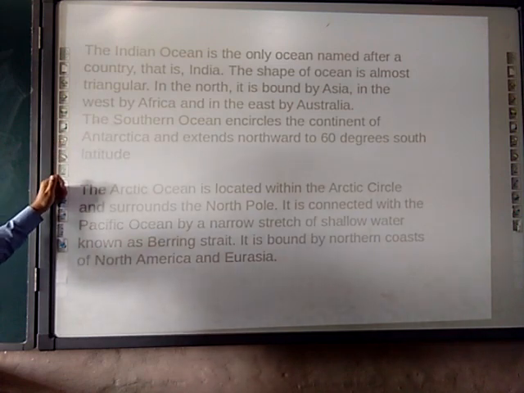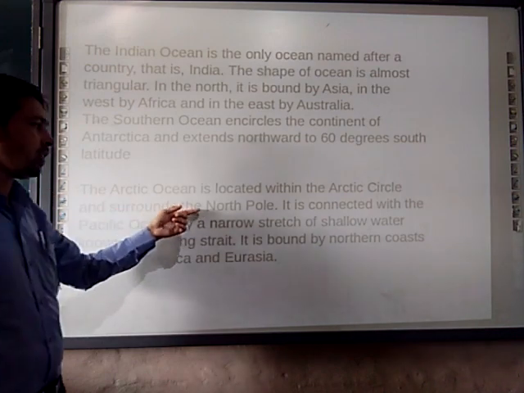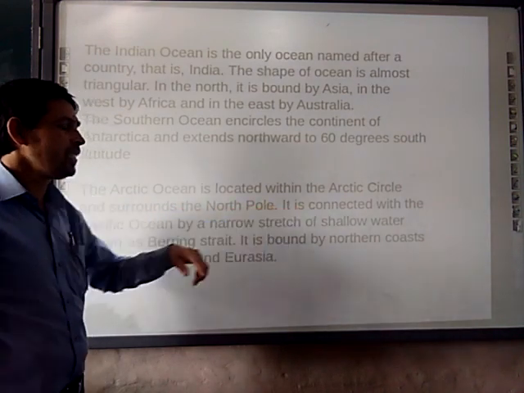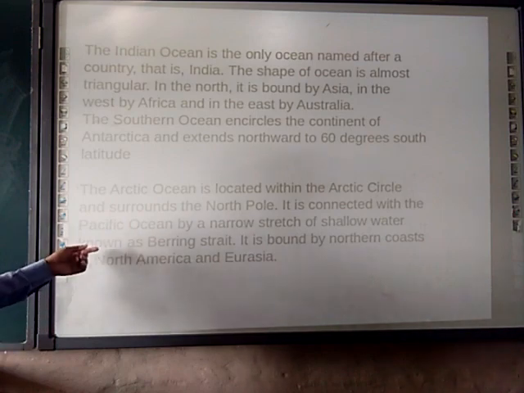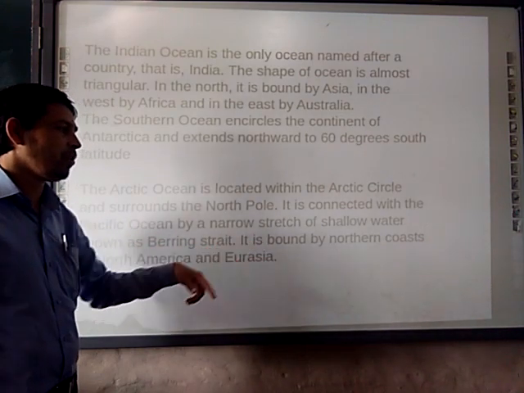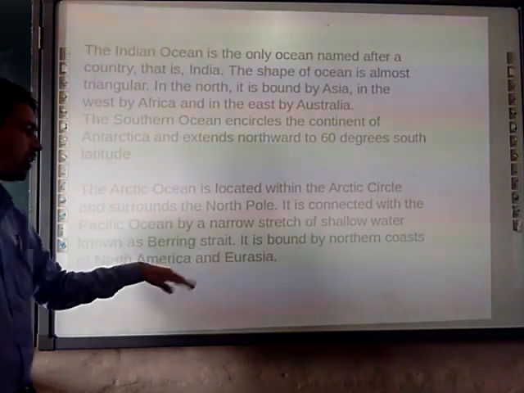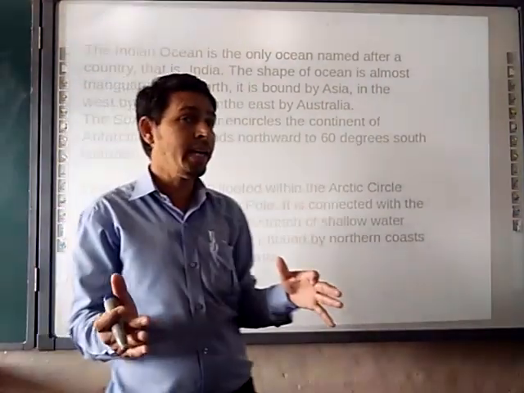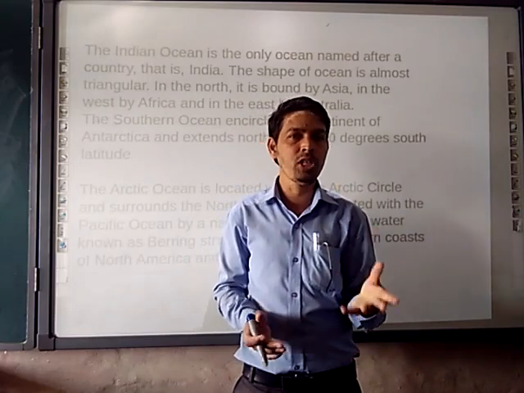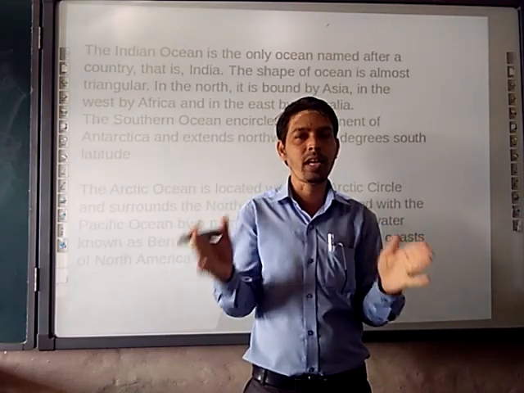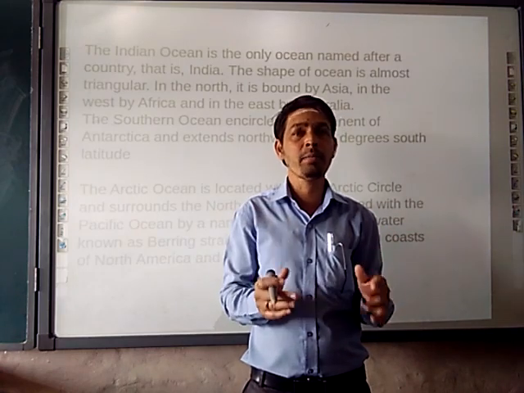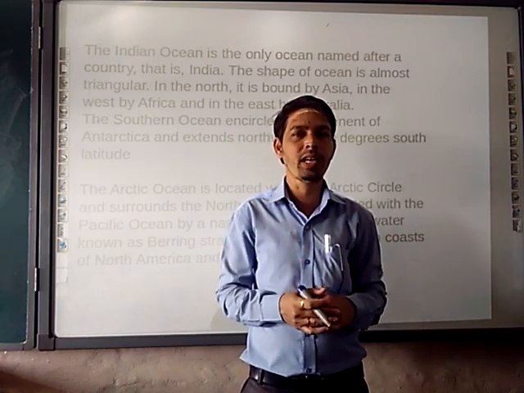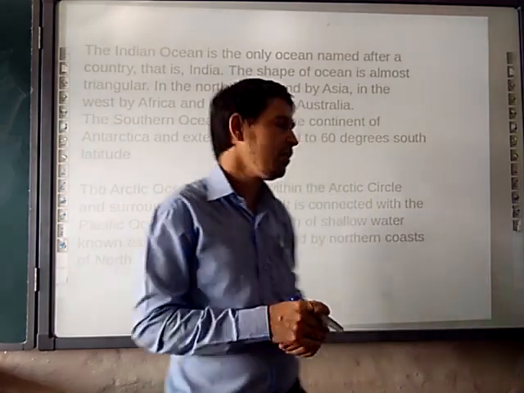The Arctic Ocean is located within the Arctic Circle, surrounding the North Pole. It is connected with the Pacific Ocean by a narrow stretch of water known as the Bering Strait. It is bounded by the north coast of North America and Europe. So finally we are seeing 5 oceans and their connection with the land masses, that means the different continents. By seeing the world map, you can have a clear picture of where they are lying on this particular topic.